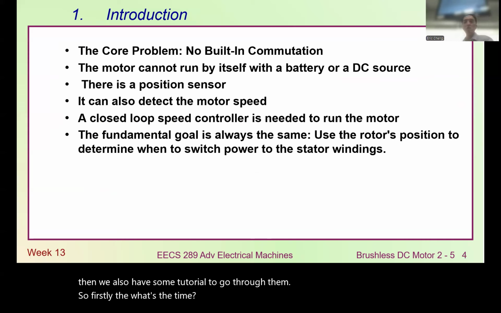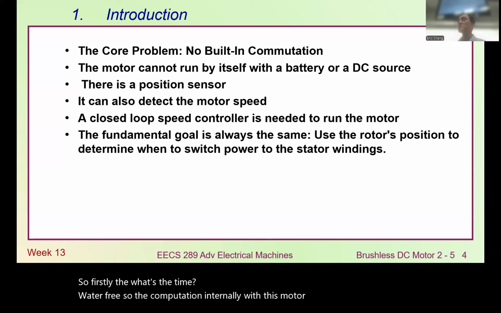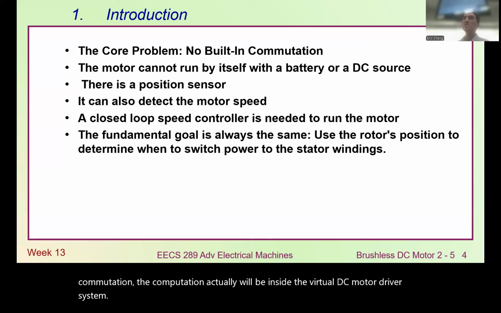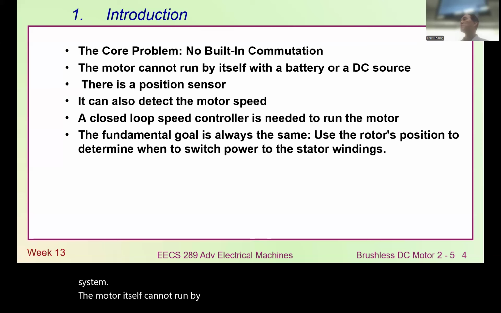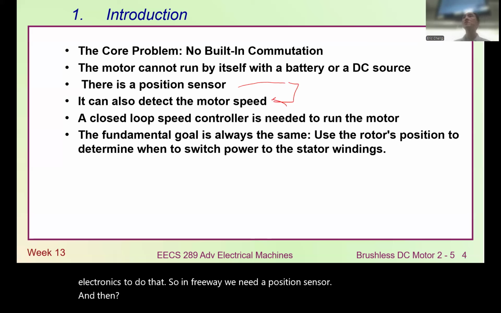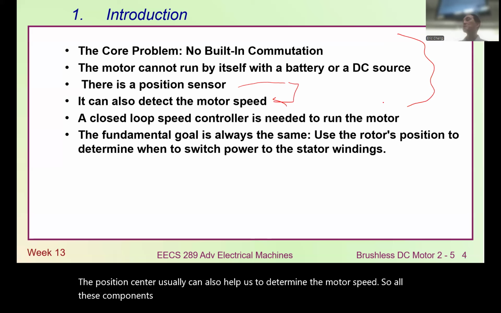So the commutation, internally with this motor, we do need to have a built-in commutation. The commutation will actually be inside the brushless DC motor driver system. The motor itself cannot run by itself, because a brushless DC motor must use power electronics to do that. So in theory, we need a position sensor. And the position sensor can usually also help us determine the motor speed. So all these components added together become our brushless DC motor.